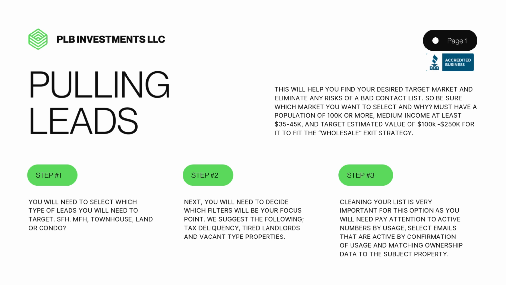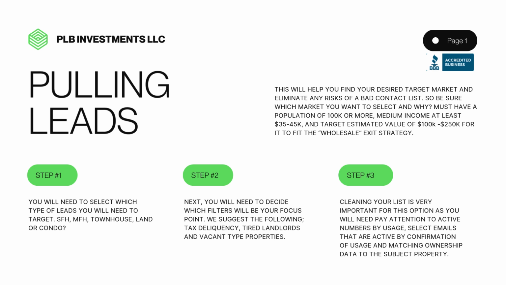With reverse wholesaling, you'll be able to understand your buyer's criteria from building your list and understanding what their motivation is, whether they're doing rentals, portfolio building, fix and flips, land deals, whatever be the case. Then you could pick your filters by that buyer's preference. Step number two, you need to decide which filters you'll be focusing on. We suggest the following: tax delinquency, tired landlords, and vacant type properties.